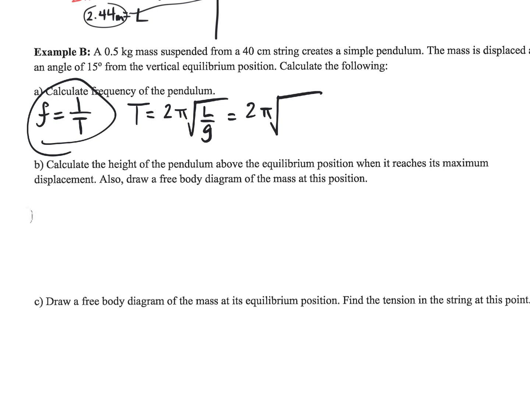Does the mass even matter? Nope, they've given me information I don't need. I don't need that, but I do need the string. 40 centimeters is how long? Guys, this is all in meters, so 40 centimeters is how many meters? 0.4, divided by gravity, which is what on Earth? Because we're on Earth, aren't we? 10. So what do we get for the period?